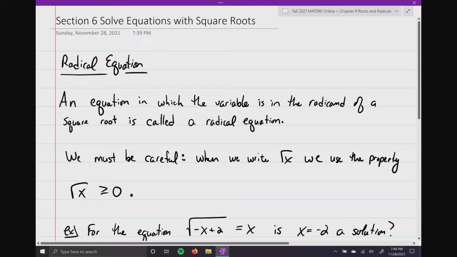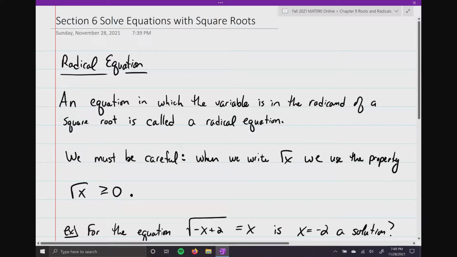All right, Chapter 9, Section 6 deals with solving equations with square roots. So the first thing I'm going to do is just define what a radical equation is. An equation in which the variable is in the radicand of a square root is called a radical equation.